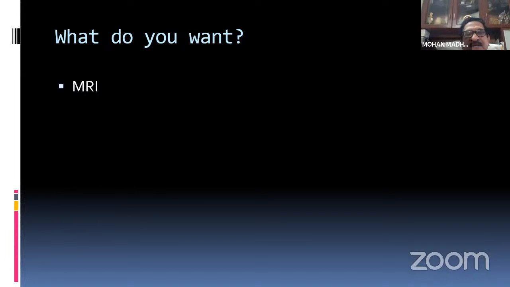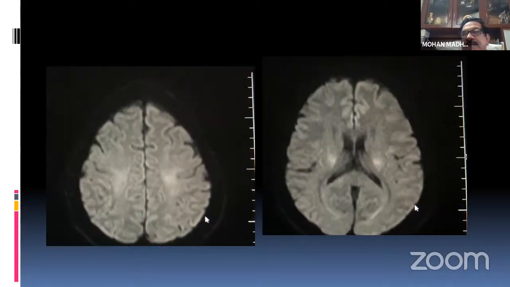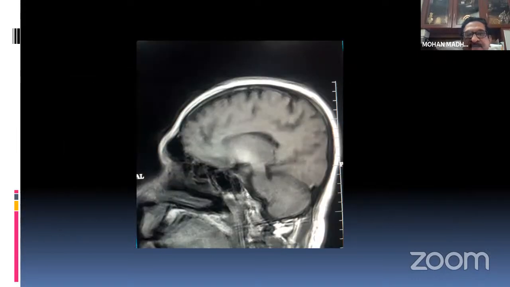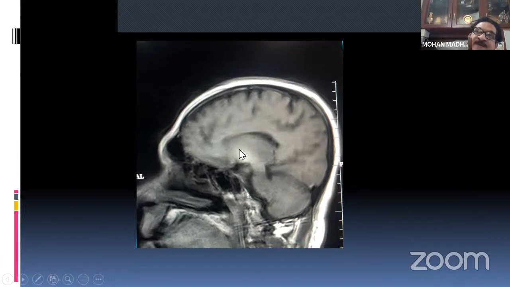So MRI brain was done. MRI shows no diffusion restriction anywhere. But the radiologist noted hyperdensity in T1 weighted images in the globus pallidus, classically seen in hepatic encephalopathy. This is a point you have to keep in mind.